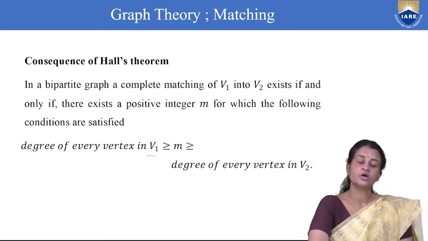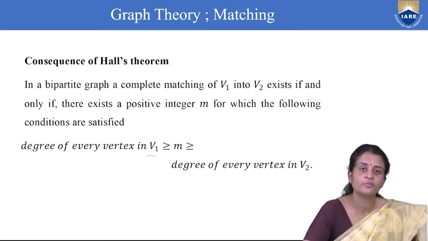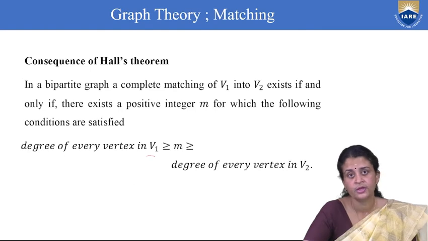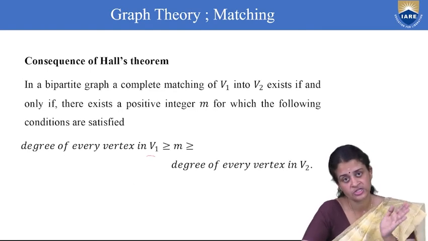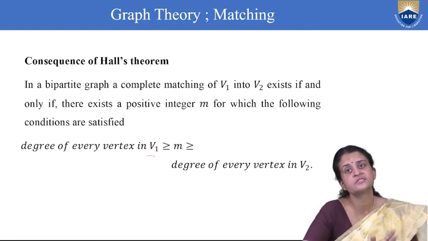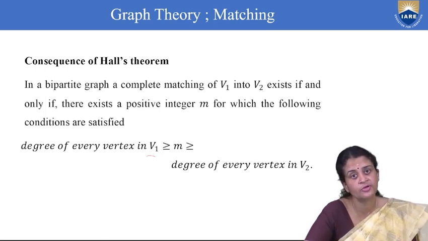That is the consequence of Hall's theorem. It should be clear that a complete matching from V1 to V2 exists if we can take a positive integer m for which the following condition holds: the degree of every vertex in V1 should be greater than or equal to m, and this m should be greater than or equal to the degree of every vertex in V2.